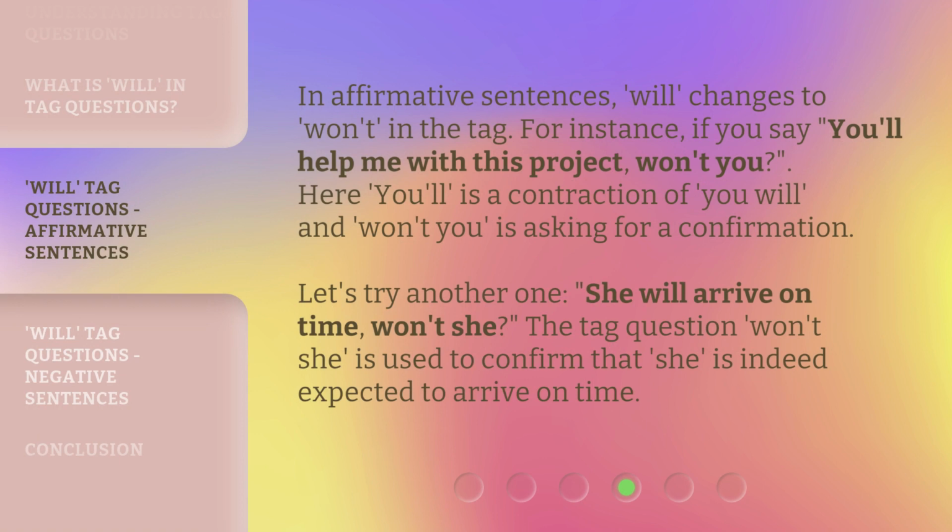In affirmative sentences, will changes to won't in the tag. For instance, if you say, "You'll help me with this project, won't you?" Here, you'll is a contraction of you will, and won't you is asking for a confirmation. Let's try another one. She will arrive on time, won't she? The tag question, won't she, is used to confirm that she is indeed expected to arrive on time.